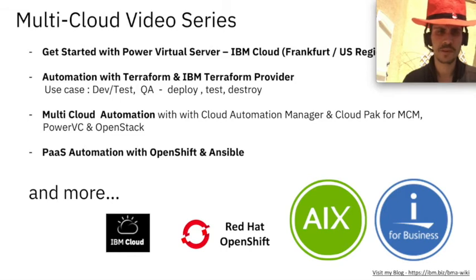And then we're going to integrate this Terraform template into the Cloud Pak for multi-cloud management, using Cloud Automation Manager and Terraform. And this demo is also going to illustrate what we can do in a multi-cloud context, provisioning VMs on-premises using PowerVC and OpenStack on one side, and bursting into the IBM Cloud services from a single pane of glass, Cloud Automation Manager and the Cloud Pak for multi-cloud management.